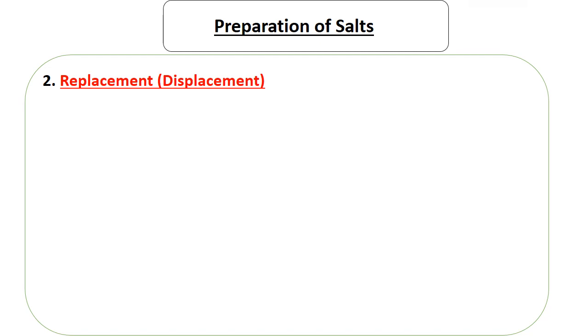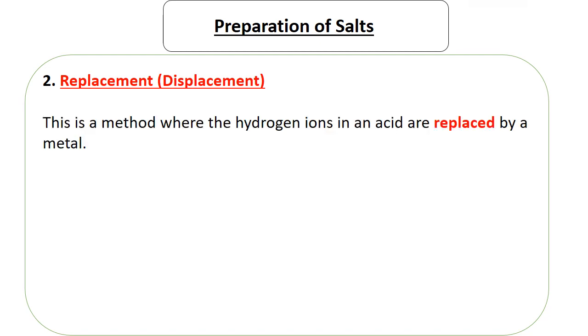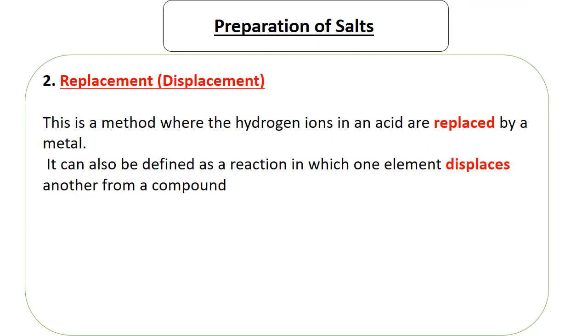The second one is replacement or displacement. We studied this when we were talking about acids and bases. Remember, we talked about the reaction of acids with metals that are more reactive than hydrogen to form a salt and hydrogen. This is a method where the hydrogen ions in an acid are replaced by a metal. But this metal must be more reactive than hydrogen on the reactivity series. It can also be defined as a reaction in which one element displaces another from a compound.